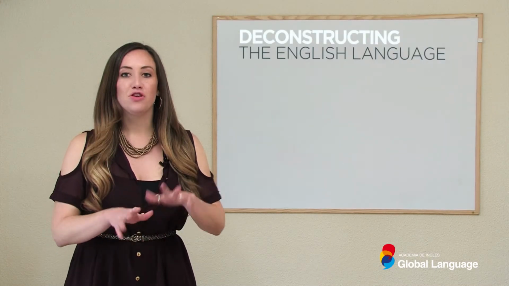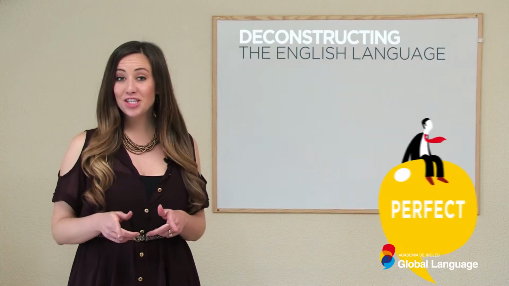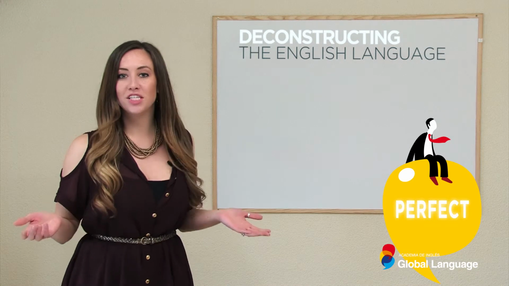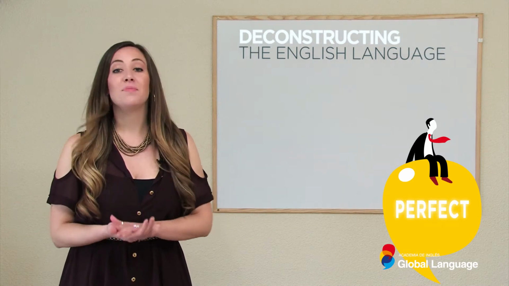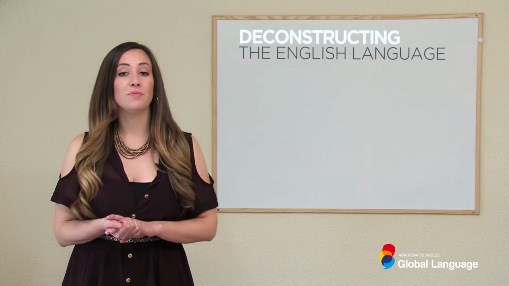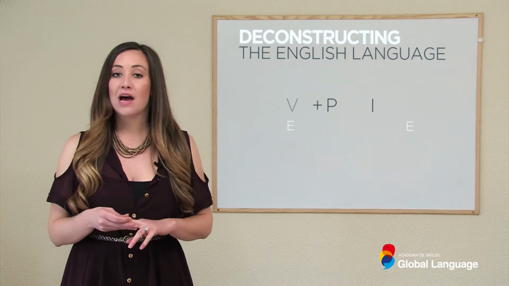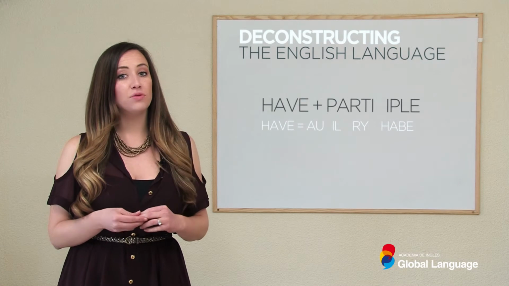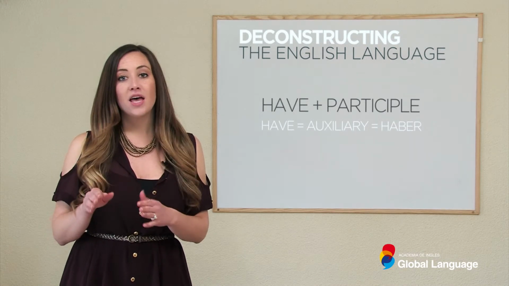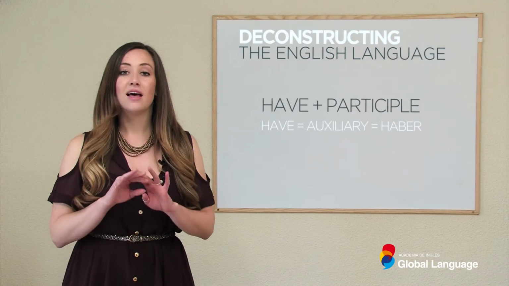Okay, now you guys are doing perfect. And since you're doing so perfect, let's move on to perfect tenses. There's something you need to remember when studying perfect tenses. Have plus your participle. Now remember, when have is used as the auxiliary verb, it's not tener, it's haber.